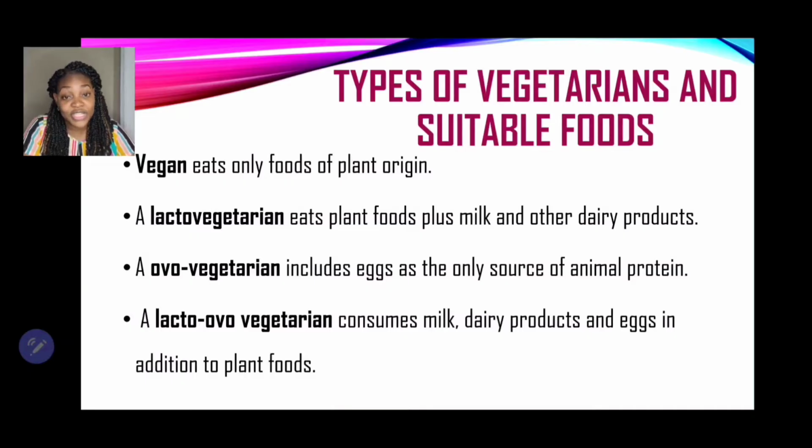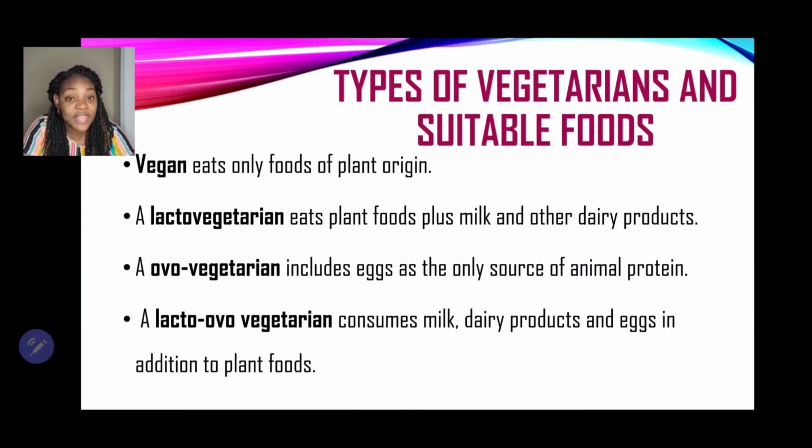Now the final vegetarian that we're looking at is the lacto-ovo-vegetarian, and if you notice, lacto-ovo are both coming from lacto-vegetarian and ovo-vegetarian. So guess what? A lacto-ovo-vegetarian consumes milk and dairy products, as you see lacto there, and also eggs in addition to plant foods. Now it is very important to note that there are other types of vegetarians, such as the pesco-vegetarians that only eat fish and plant products, and the pollo-vegetarians that only eat poultry and plant products as well. But we're focusing on these 4.